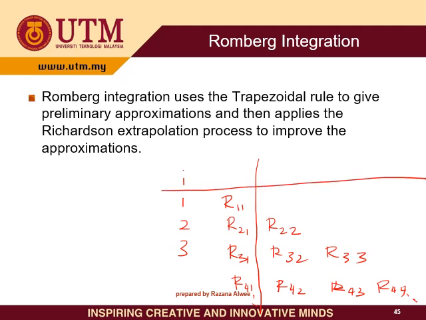For the first one here, this column, we will use the trapezoidal rule, okay, for each of the R11, 21, 31, and 41. But for the rest here, we will use Richardson extrapolation, okay, Richardson improvement to calculate. So we have two different formulas: R11 and all with 1 at the end, 11, 21, 31, 41, we will use the trapezoidal rule. But for the rest, 2, 2, 3, 2, 3, 3, 4, 2, 4, 3, 4, 4 here, all will use Richardson approximation.